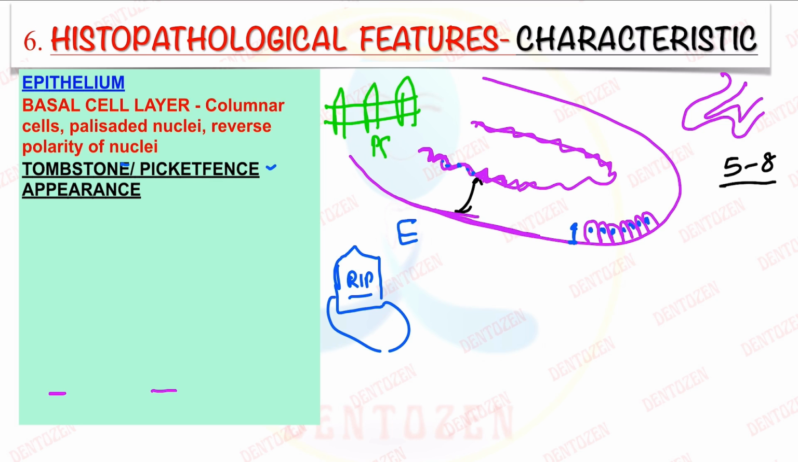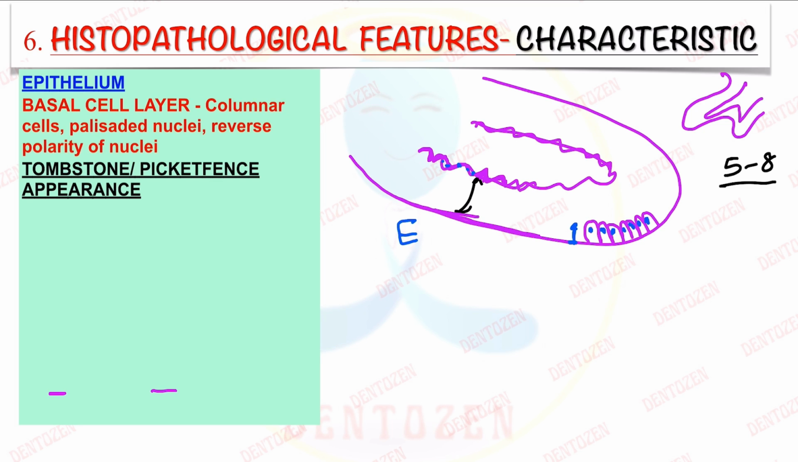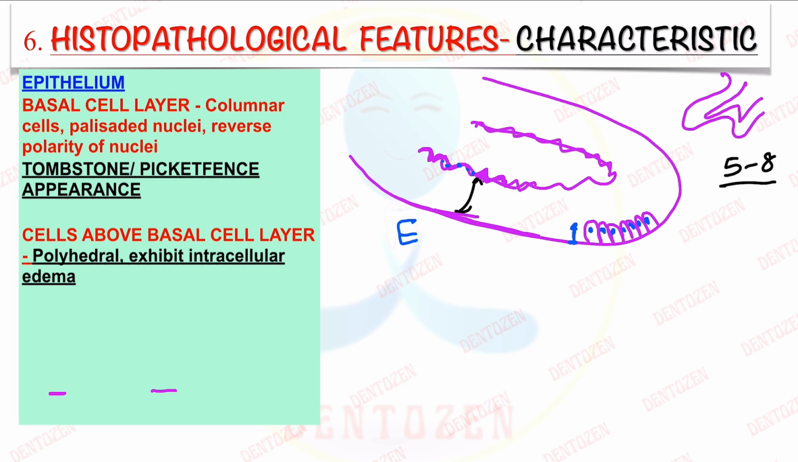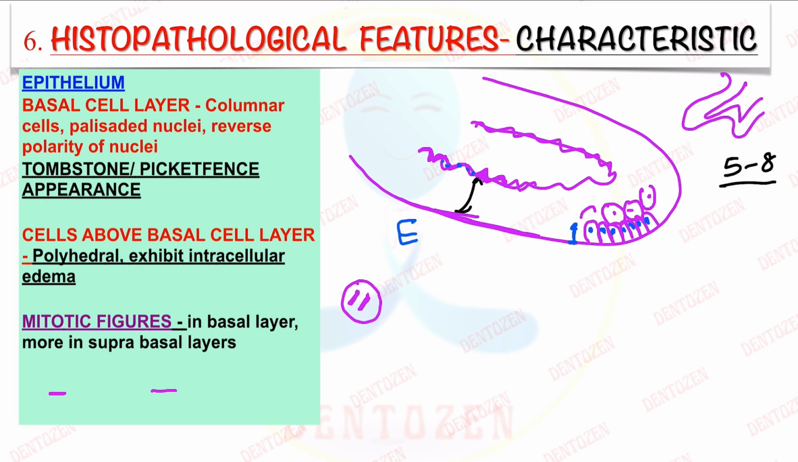Now talking about the layers above the basal cell layers. The layers above the basal cell layers are composed of polyhedral shaped cells, which can show intracellular edema, the swelling of their cytoplasm. Now mitotic figures. A mitotic figure is a cell in the phase of cell division in which the genetic material is arranged like this at the two ends. Such cells can be seen in the OKC lining, especially in the suprabasal layers, that is above the basal cell layer. We can see these mitotic figures, the cells in the phase of division.